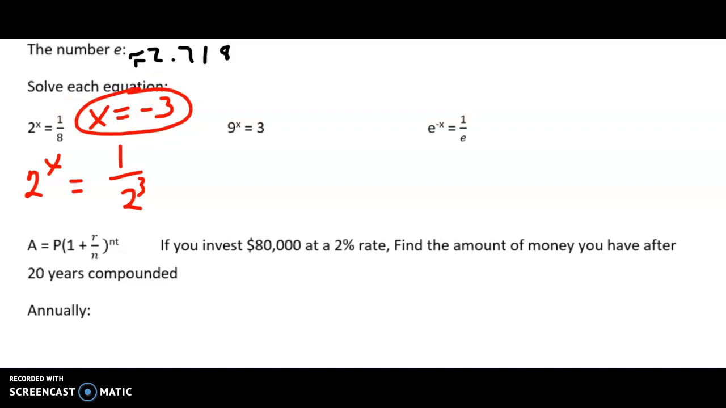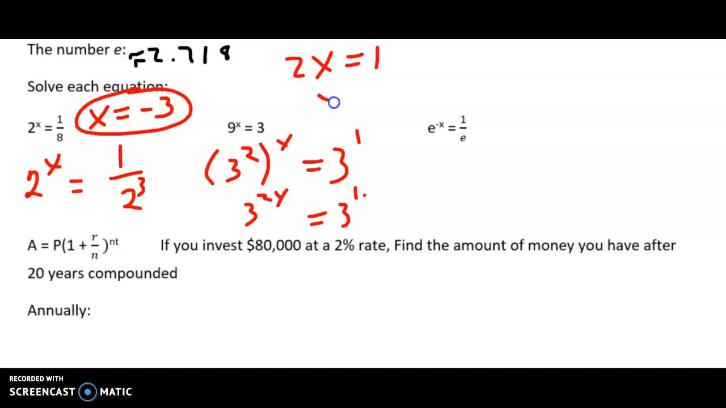9 to what power is 3? I'm going to have to write 9 as 3 squared. So I have 3 squared to something equals 3 to the first. When I have an exponent raised to an exponent, I multiply. So this is 3 to the 2x equals 3 to the 1. Once you have the same base on both sides, you really can just set the exponents equal to each other. So 2x equals 1 when x equals a half. That's that answer. X equals a half. And think about it. 9 to the 1/2, does that equal 3? Yes. 9 to the 1/2 equals 3.